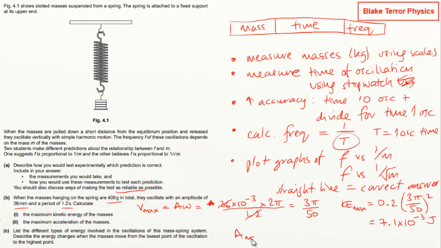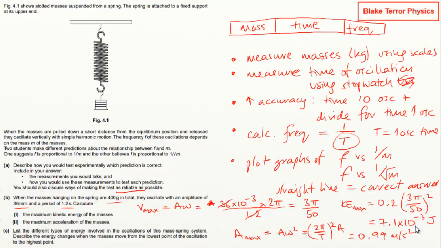Maximum acceleration of the masses. So our A max is equal to A omega squared. So that is going to be 2 pi over T all squared multiplied by A. Then again, we're just typing it all in with the numbers that they've given, which is coming now at 0.99 meters per second squared. So yeah, not bad calculations, providing you're happy with your Vmax and your Amax.